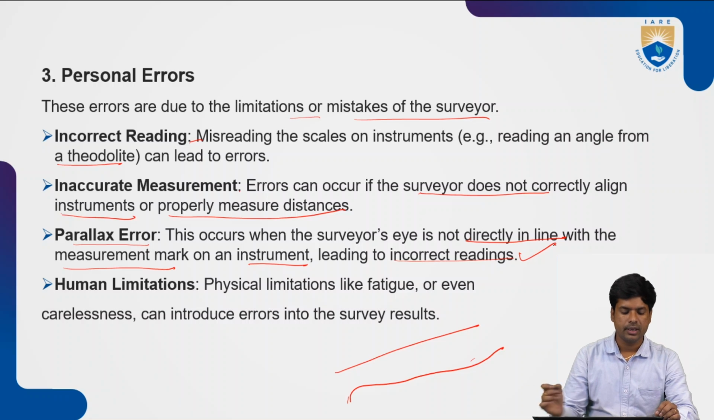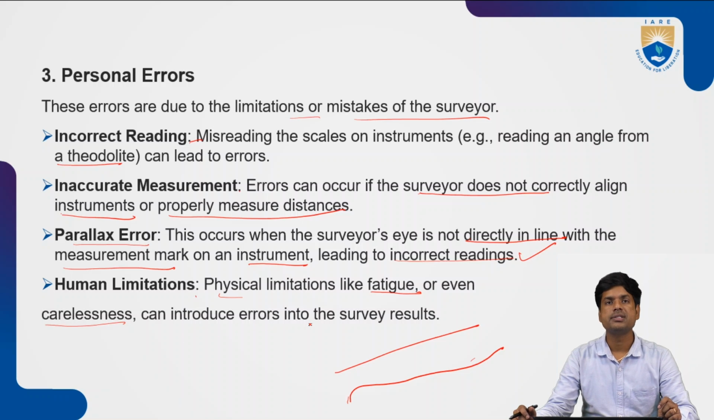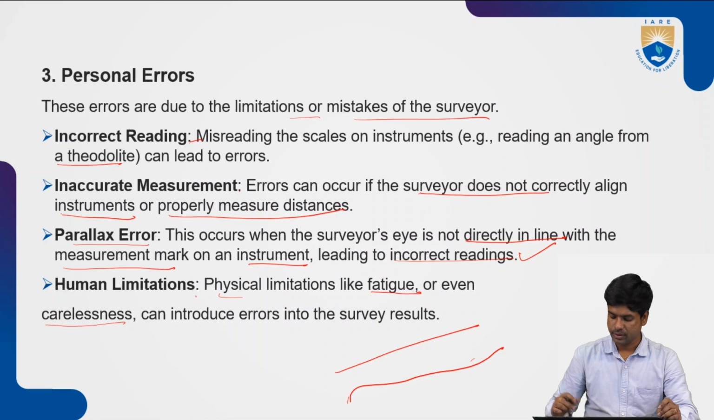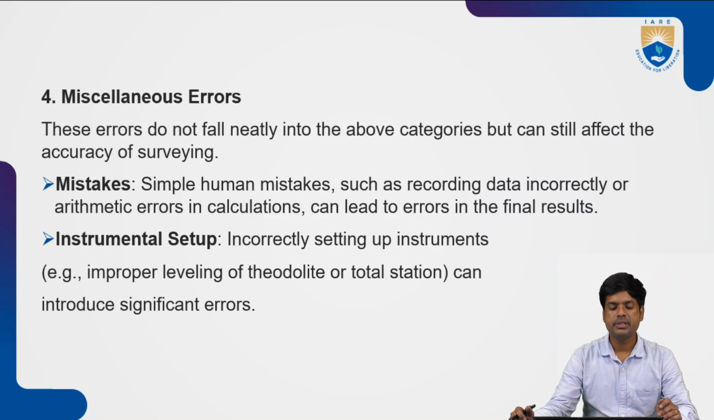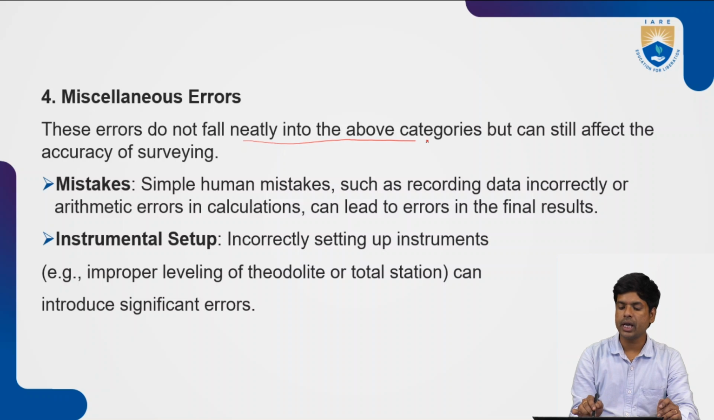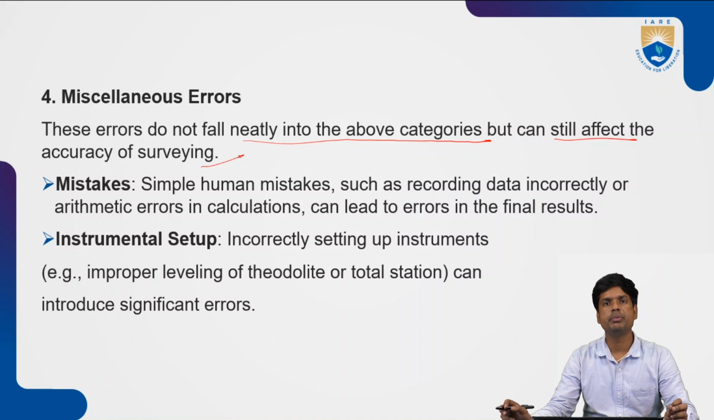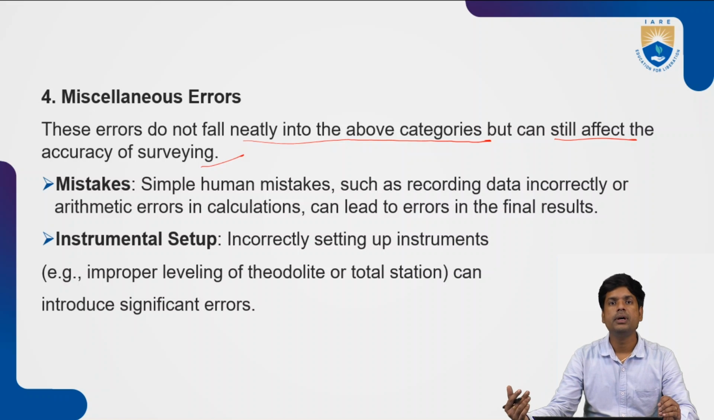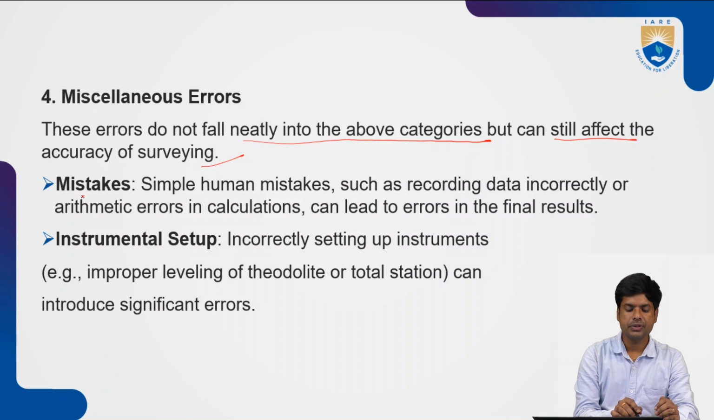That is personal error. And next one, human limitations. Physical limitations like fatigue or even carelessness can introduce errors into the survey results. If you neglect the surveying process, then also you may get some errors. That is personal. And next one, miscellaneous errors. These errors do not fall neatly into any of the above categories, but can still affect the accuracy of the survey. These miscellaneous errors are not categorized, but they also lead to wrong results in surveying. The first one is mistakes.